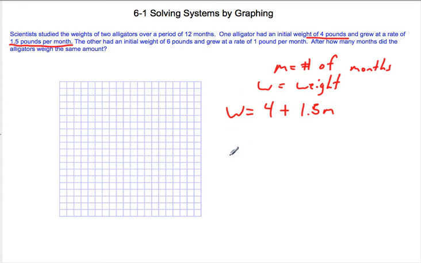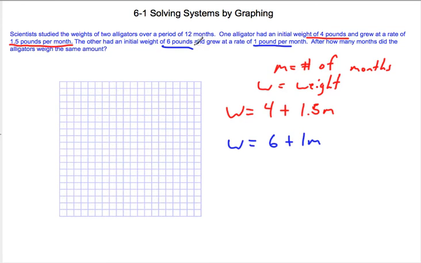Now for the second alligator, it's going to weigh 6 pounds at the beginning, and then it's going to grow at a rate of 1 pound per month. I don't really need that 1 there. I could just say m, but just to show that 1 there. So 1 pound per month, 6 pounds.